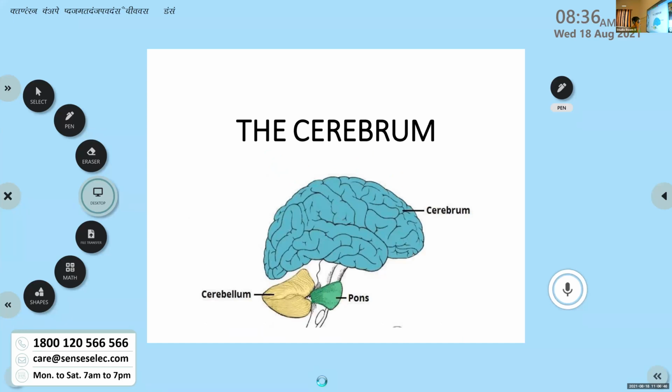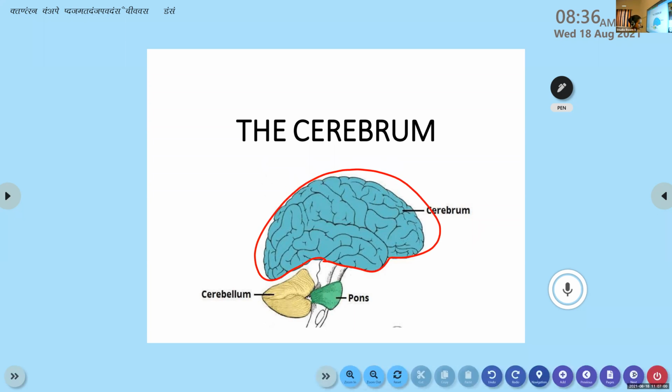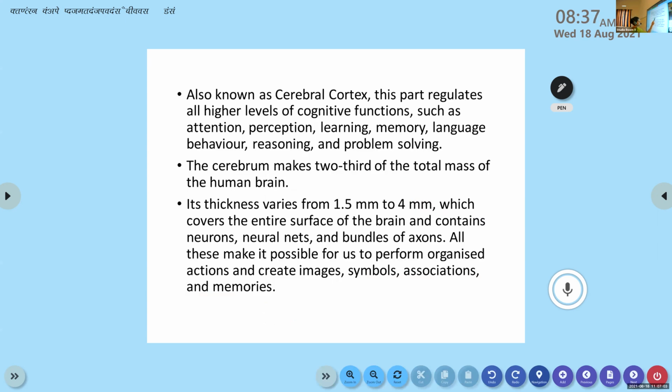Okay, cerebrum. As you can see in this picture, cerebrum occupies the major part of the forebrain. Yesterday in that slide I told you, it makes 2/3 of total mass of the human brain. Not only the forebrain, but the whole brain. When we consider the whole brain, 2/3 of its mass is occupied by this cerebrum. And it is also known as cerebral cortex.